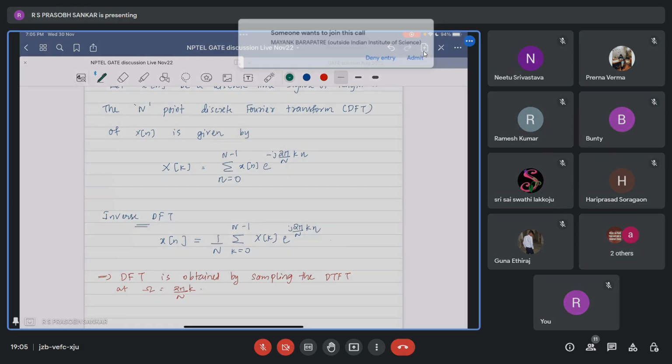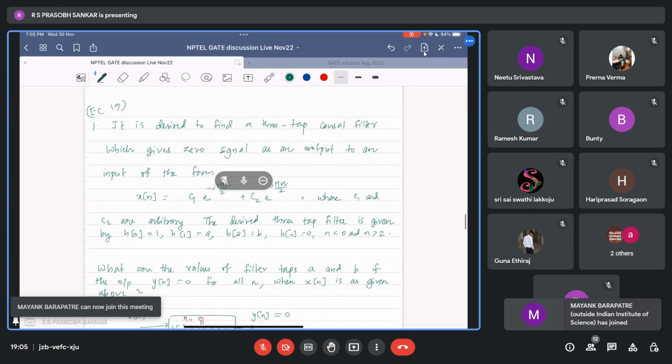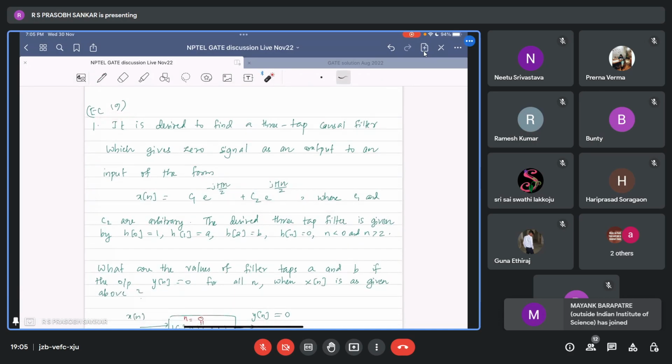Okay, thanks. Let us begin by discussing this question. This question appeared in the EC 2019 GATE exam. The question is: it is desired to find a three-tap causal filter which gives zero signal as an output to an input of the form x of n equal to c1 e raised to minus j pi by 2 n plus c2 e raised to j pi by 2 n, where c1 and c2 are arbitrary constants.